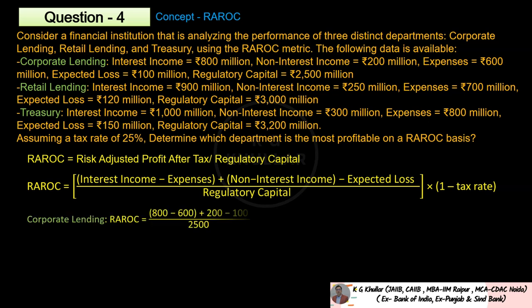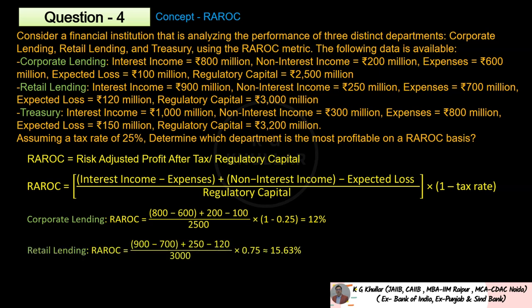So friends, RAROC for each department will be, now for corporate lending, RAROC will be 800 minus 600 plus 200 minus 100 divided by 2500 and whole of this multiplied by 1 minus 0.25, which comes out to be 12%. Then for retail lending department, RAROC will be 900 minus 700 plus 250 minus 120 divided by 3000 multiplied by 0.75, which comes out to be 15.63%.